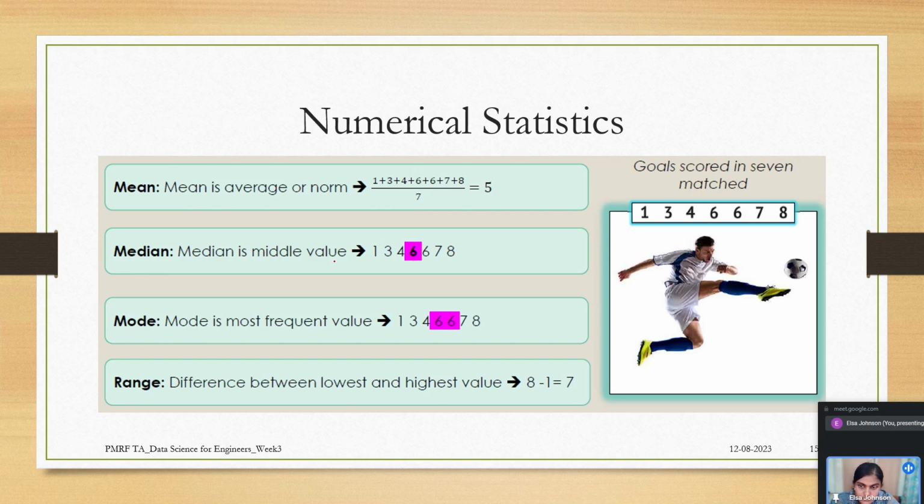Now the median will be the middle value. In this particular case the middle value will be this one, and there is the mode, which is the most frequent value, given by this one. The range will be the difference between the lowest and the highest value in a particular set of values. It will be 8 minus 1, which is 7. So this is just a description of that.